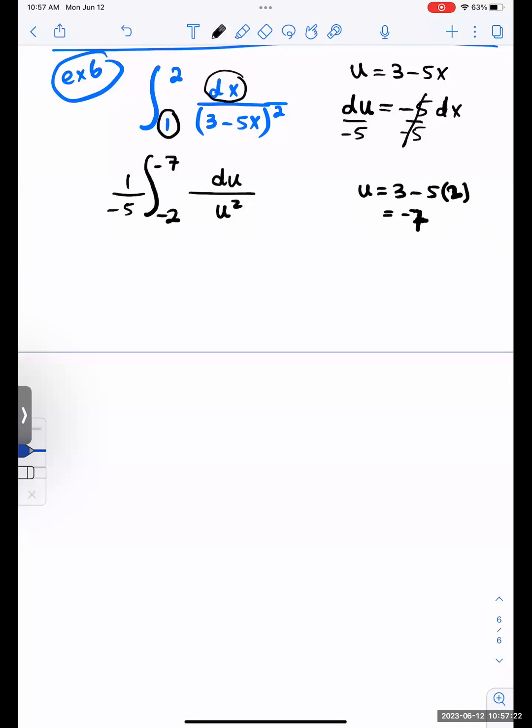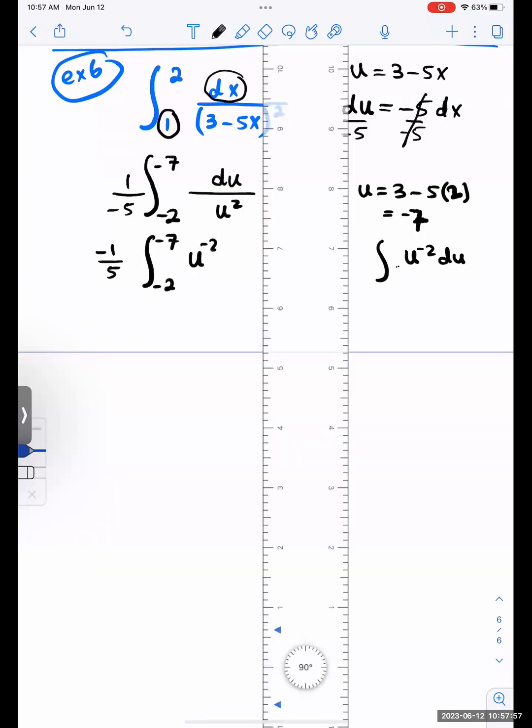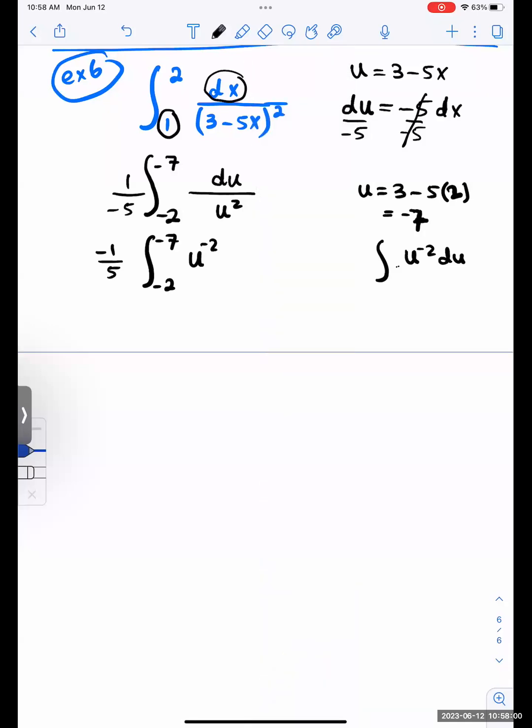So in this case, you can just go with the limits that you see here. Okay, so let's do that. Negative 1/5. What is the integral of 1 over u squared? Do you agree that's the same thing as u to the power negative 2? So basically, you could rewrite this integral as the integral from negative 2 to negative 7 of u to the power negative 2 du, if that makes sense.